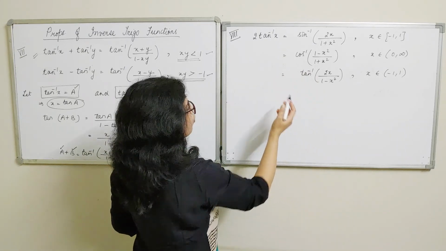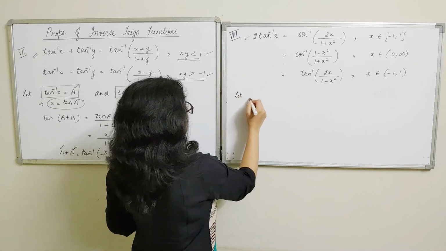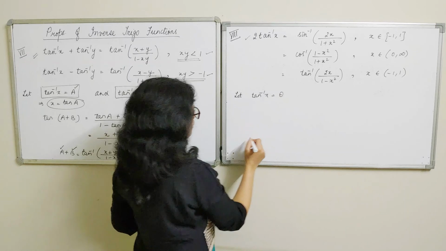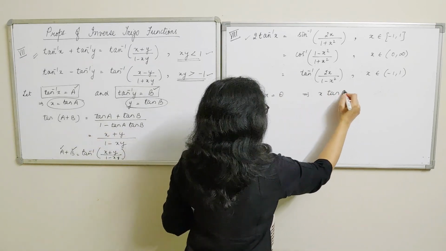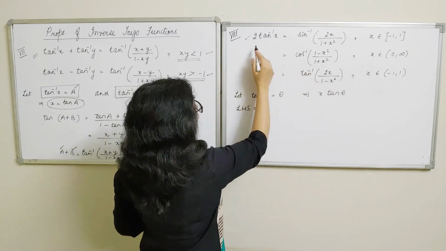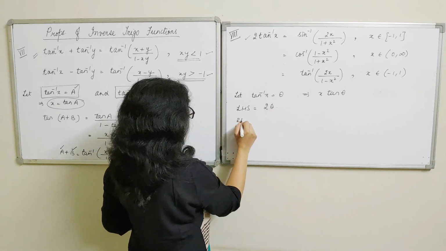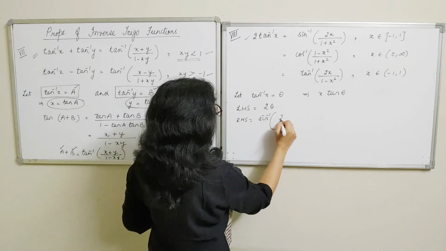So here we'll again prove one of these results. Let's prove the first one. So let us substitute tan inverse x as theta. So this means x is tan theta according to the first result. The left hand side, 2 tan inverse x, can be written as 2 theta. The right hand side we have sine inverse of 2x upon 1 plus x square.